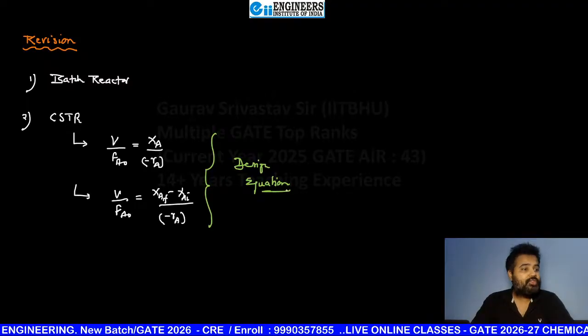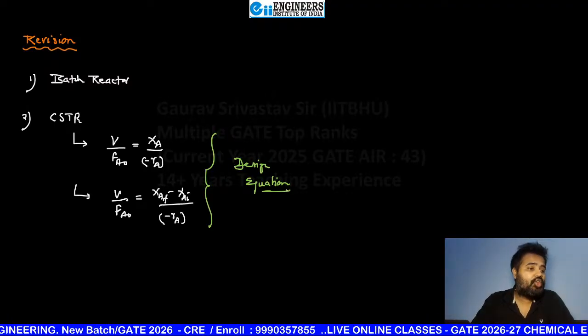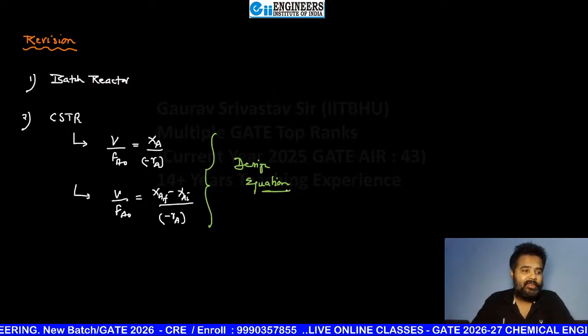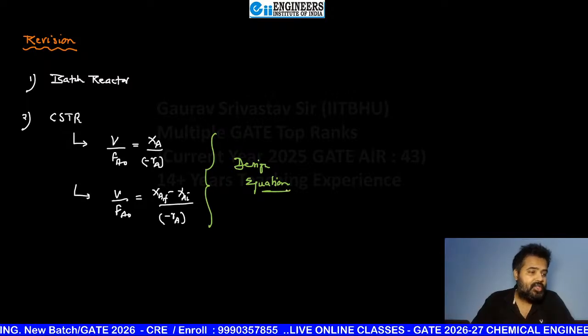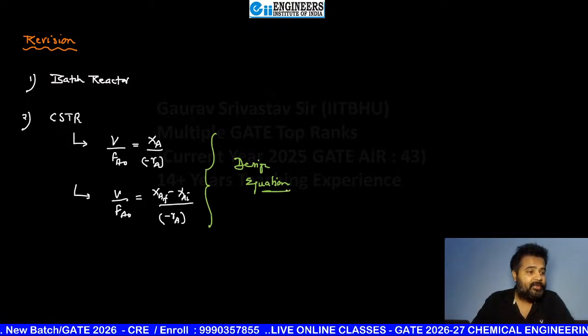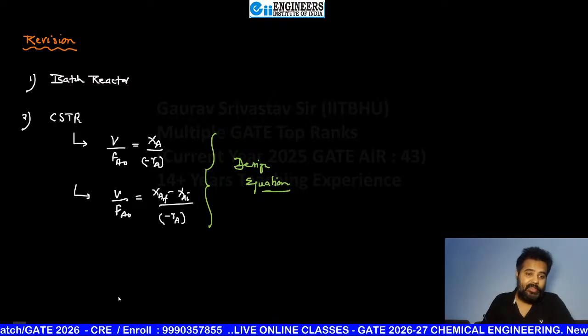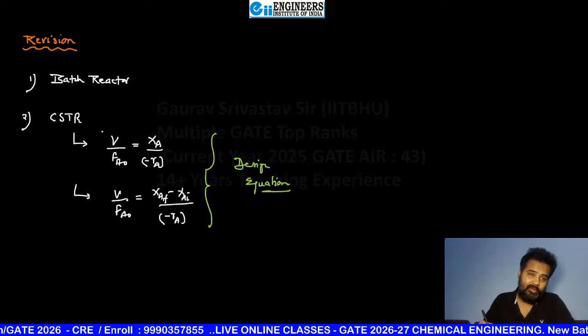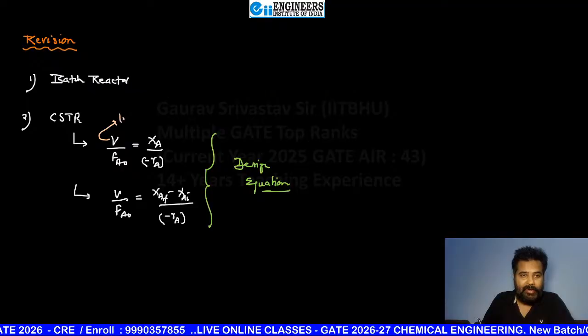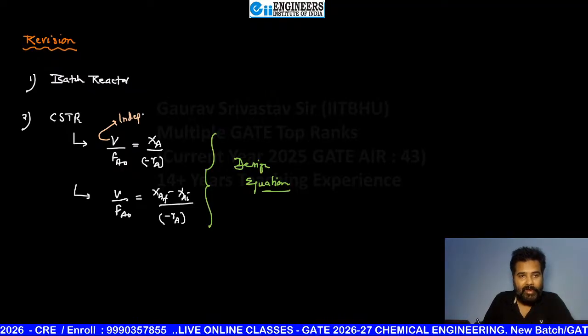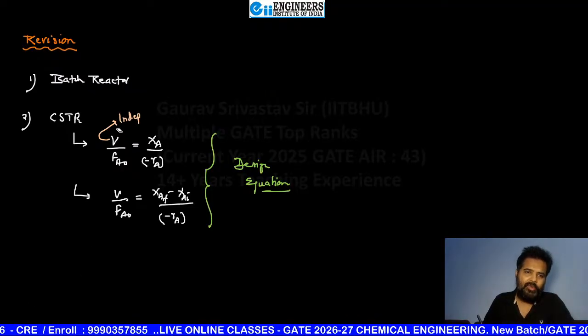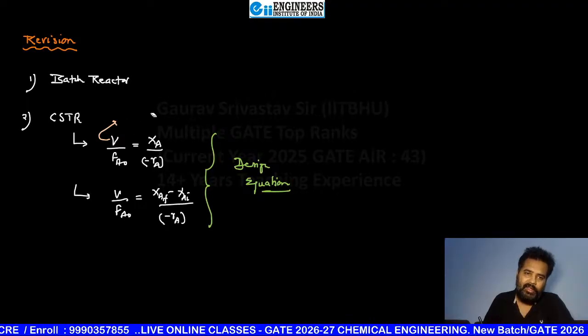Okay, Shiva Tarun asks: sir, in batch reactor V is the mixture volume and in CSTR V is the reactor volume. Is it correct, sir? Yeah, absolutely correct. That's why here this V is not a function of epsilon A. Independent you can't write, because if you change epsilon A, then after calculation it will change.